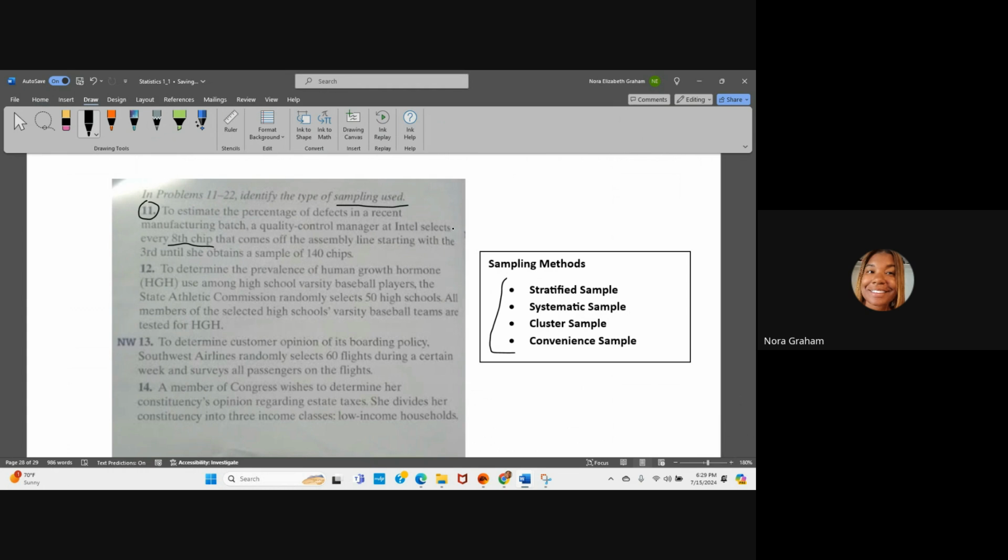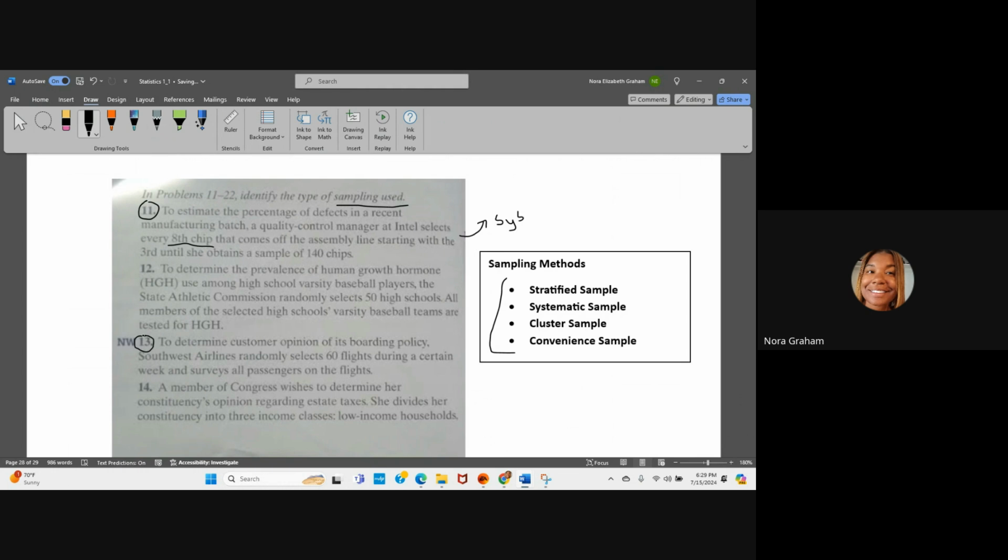So for number 11, of course, systematic sampling is when you don't have an exact range. I will just put sys. So that one's going to be systematic sampling for number 11.